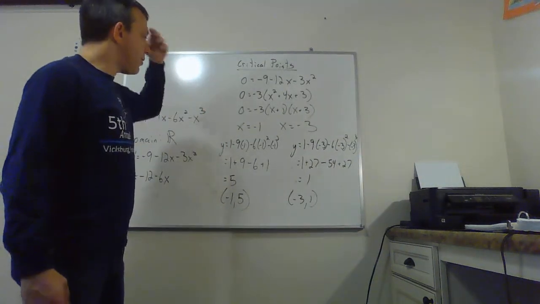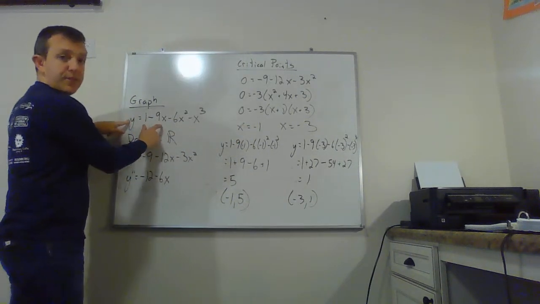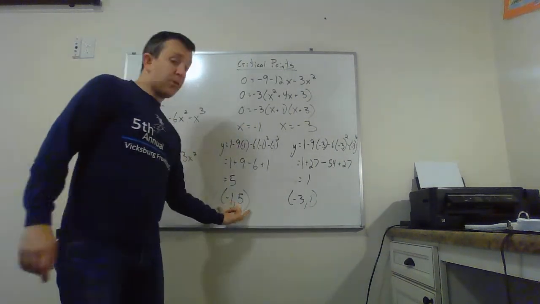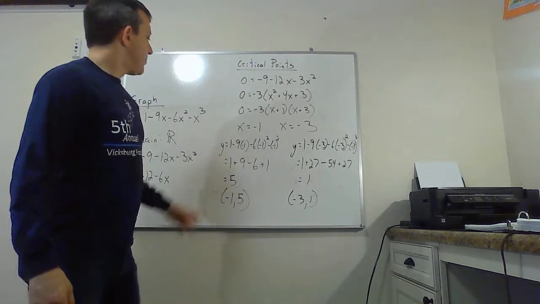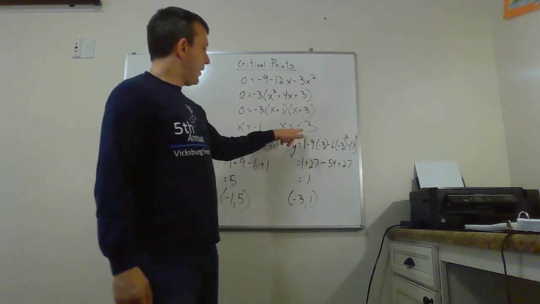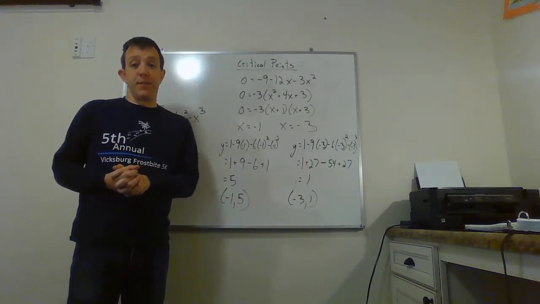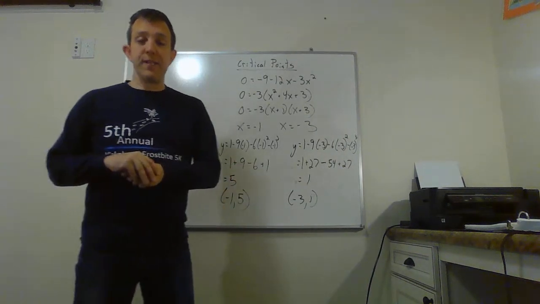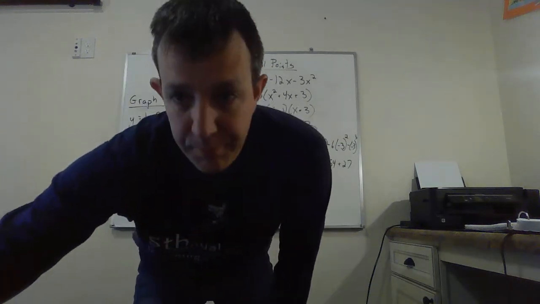So to finish up the critical points, I just went back in and plugged negative 1 and negative 3 into the original function because I want to know where these points are so that later I can put them on the graph. So I plugged in negative 1 and got 5, so I have the ordered pair negative 1, 5, and I plugged in negative 3 and got negative 3, 1. So those are my two critical points for this graph. Like I said, we'll need those later on when we actually make the graph. All right, let's continue.